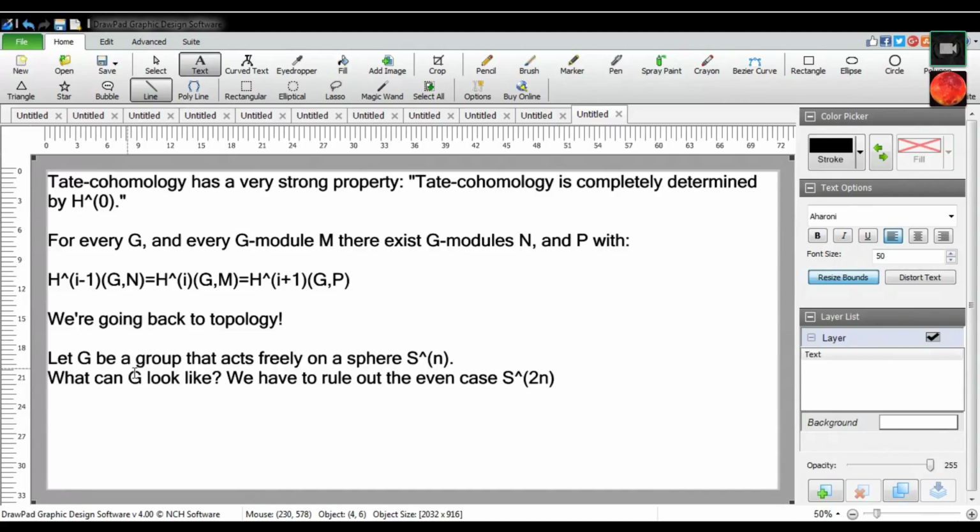Which groups can act freely on S^2n? The answer is the trivial group and Z mod 2Z. These are the only groups that can act freely on an even dimensional sphere. Why? The proof is pretty easy.